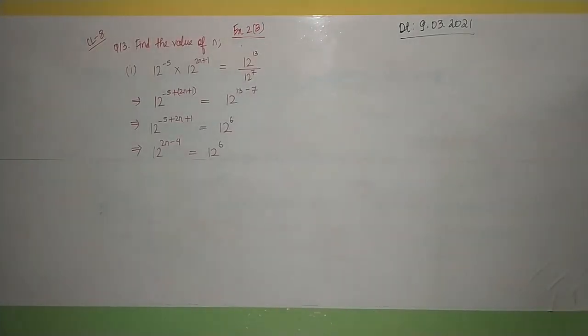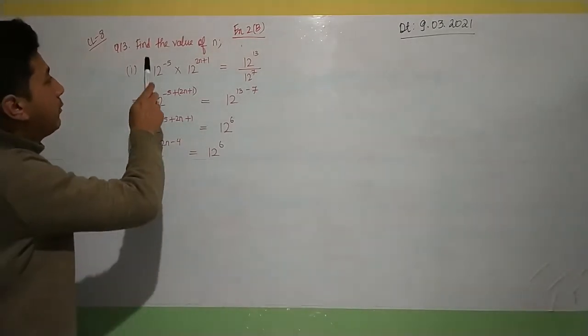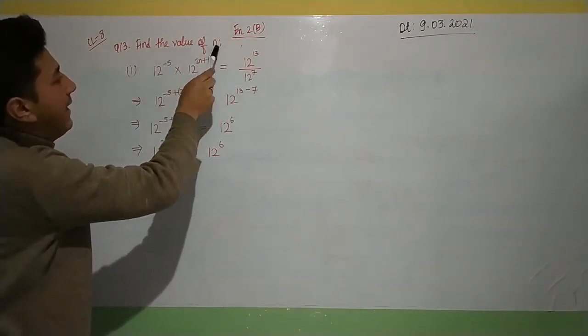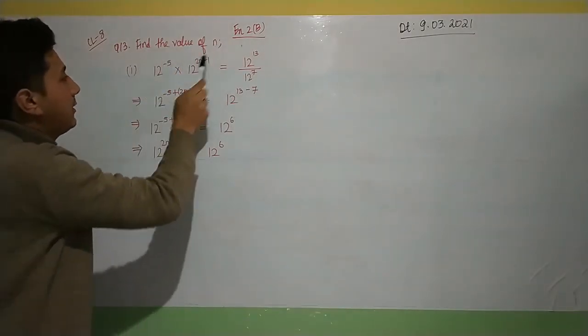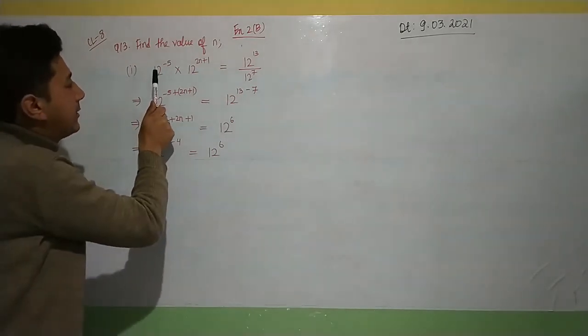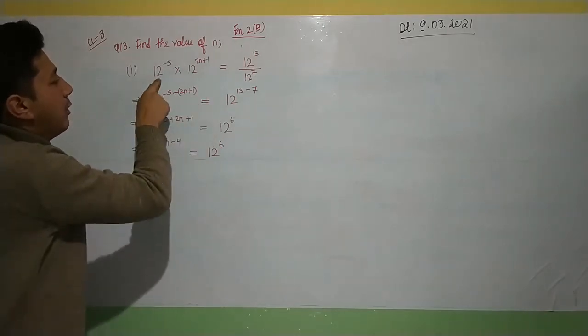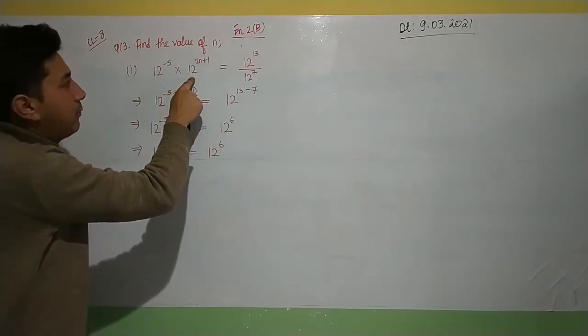Alright, let's proceed with another sum, and that is question number 13 part 1. In question number 13 part 1, the question says find the value of n. Find the value of n when this is equal to this. Alright, now you can see the bases are 12, 12, 12 and 12. So on the left hand side, 12 to the power minus 5 into 12 to the power 2n plus 1.